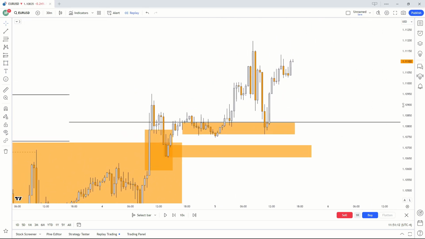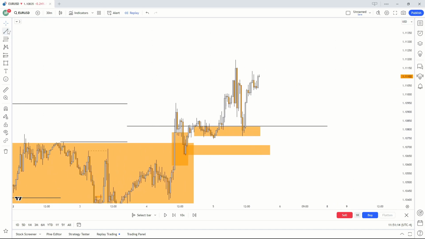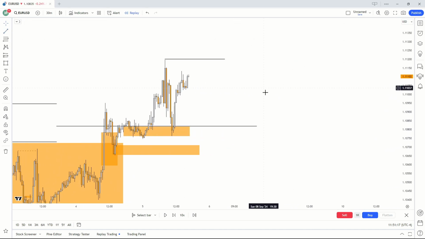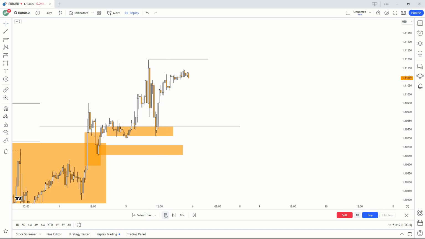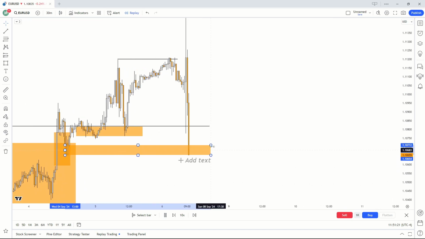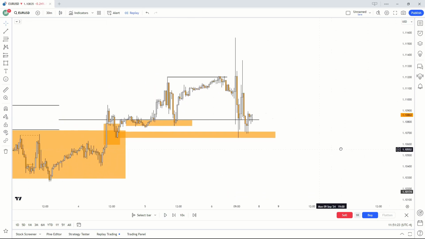All these confluences add up to build a narrative for your trade. We also do have a point of liquidity up here. So if I play out market, now, price action won't be the clearest due to news and just the amount of news we had last week.